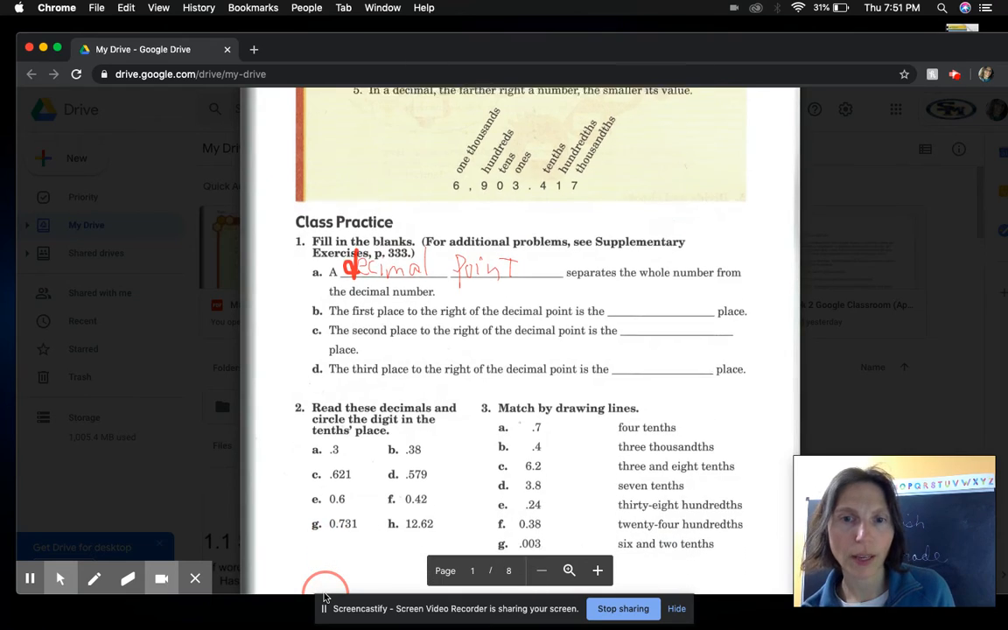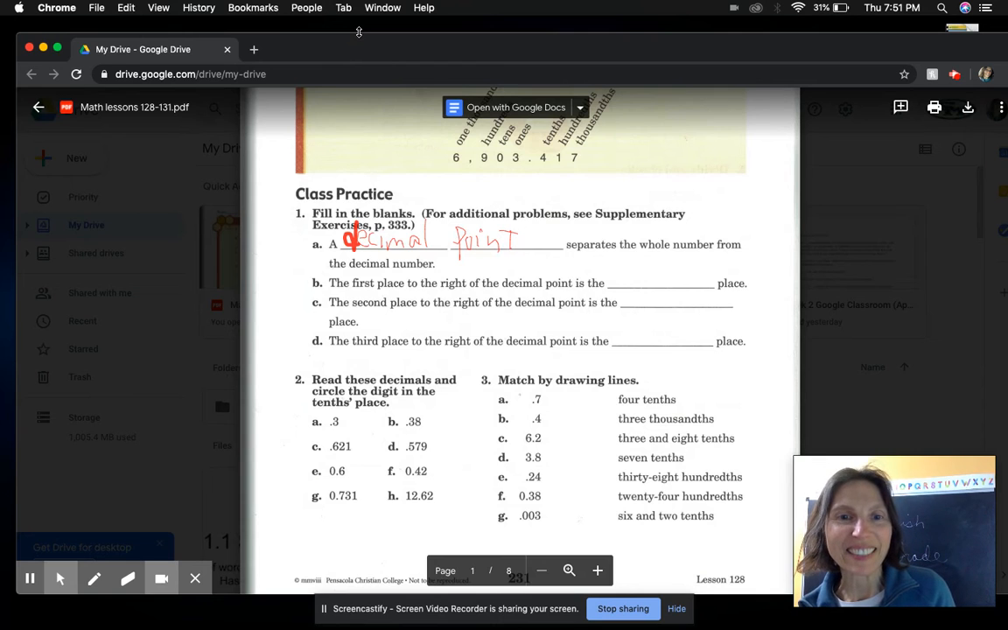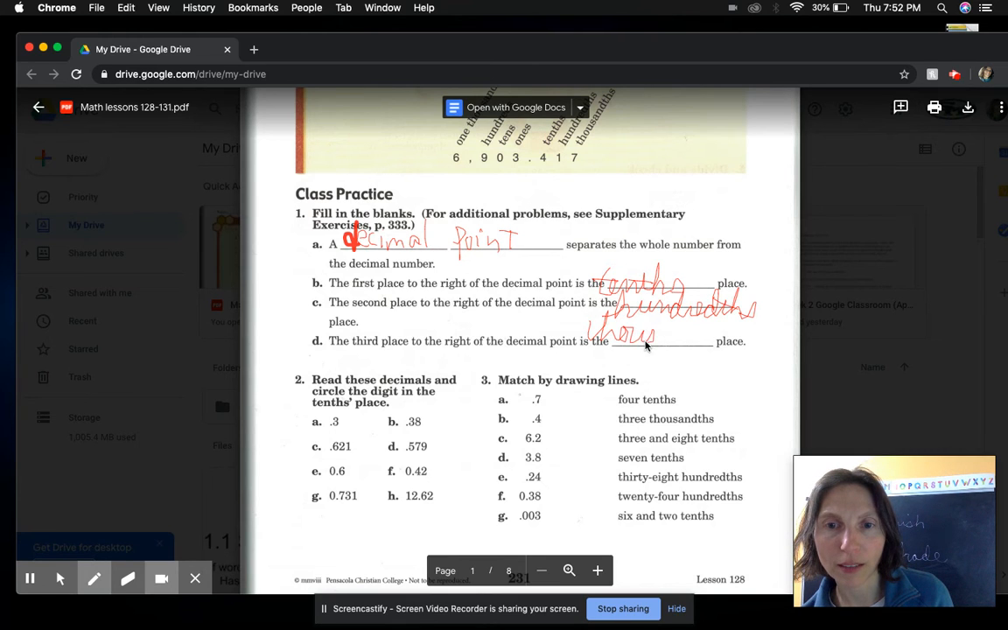The first place to the right of the decimal point is the tenths place. The second place to the right of the decimal point is the hundredths place. Remember, it's not hundreds, it's hundredths. And the third place to the right of the decimal point is the thousandths place. Should be an A.